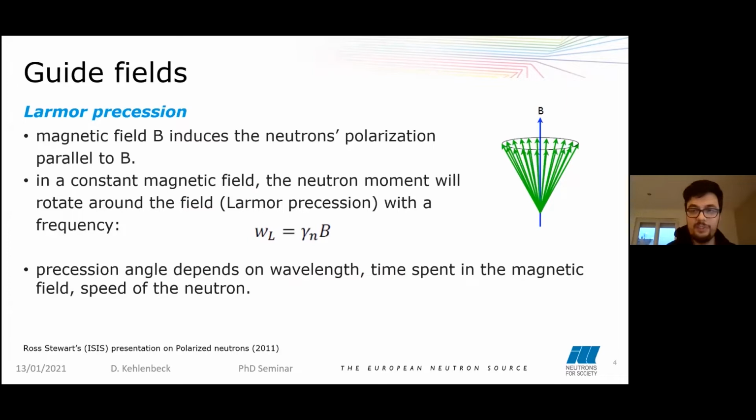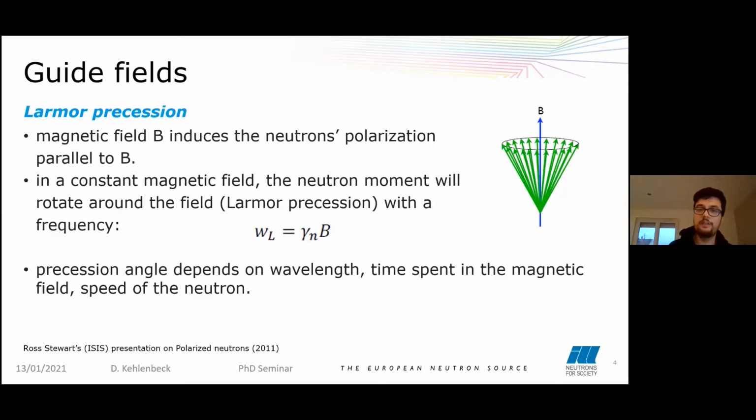But before we start to talk about how to manipulate the polarization, I have to talk about the Larmor precession. We already know that a magnetic field induces a neutron polarization parallel to B. In a constant magnetic field, the neutron moment will rotate around the field. This is called the Larmor precession, where the Larmor precession frequency is equal to the gyromagnetic ratio multiplied by the magnetic field. Here we have a schematic representation of the Larmor precession of neutrons along B.